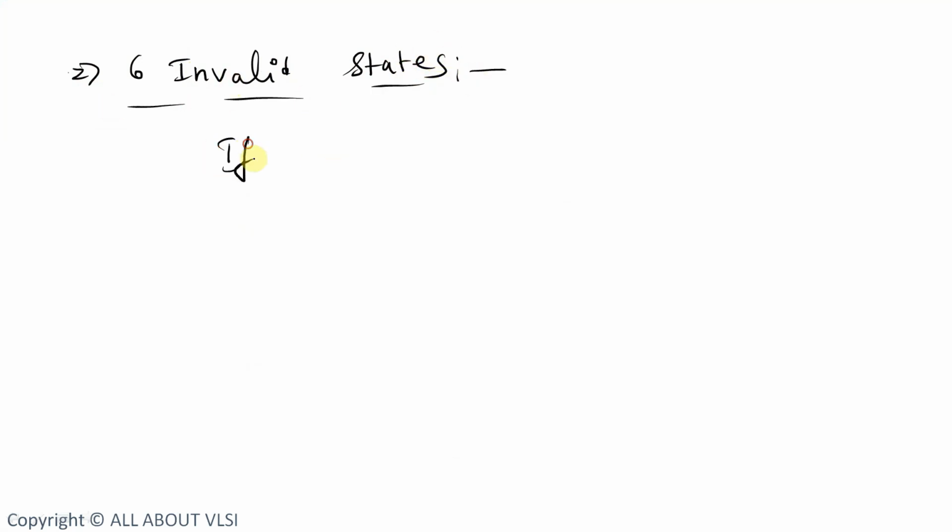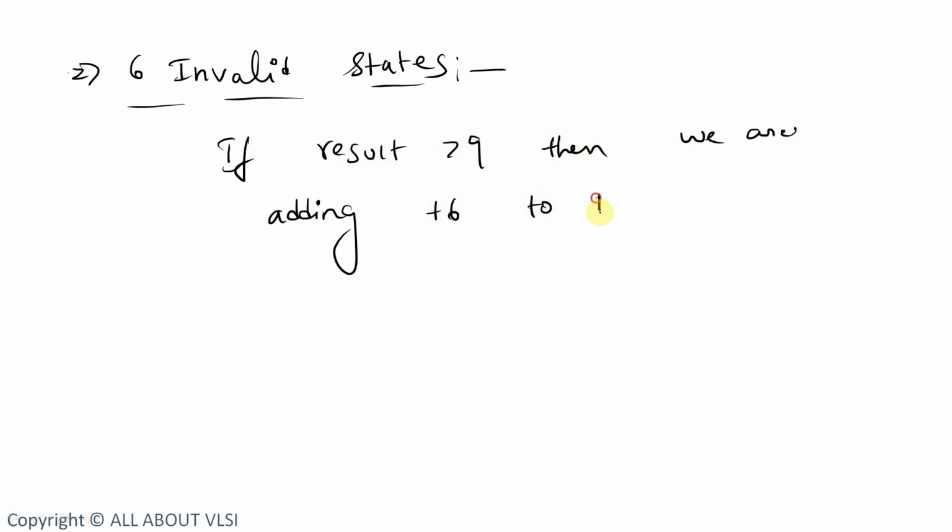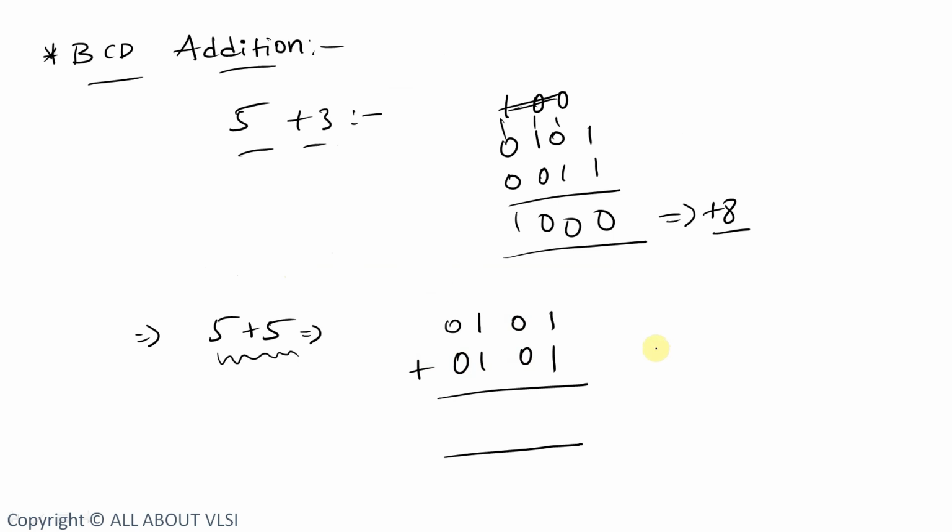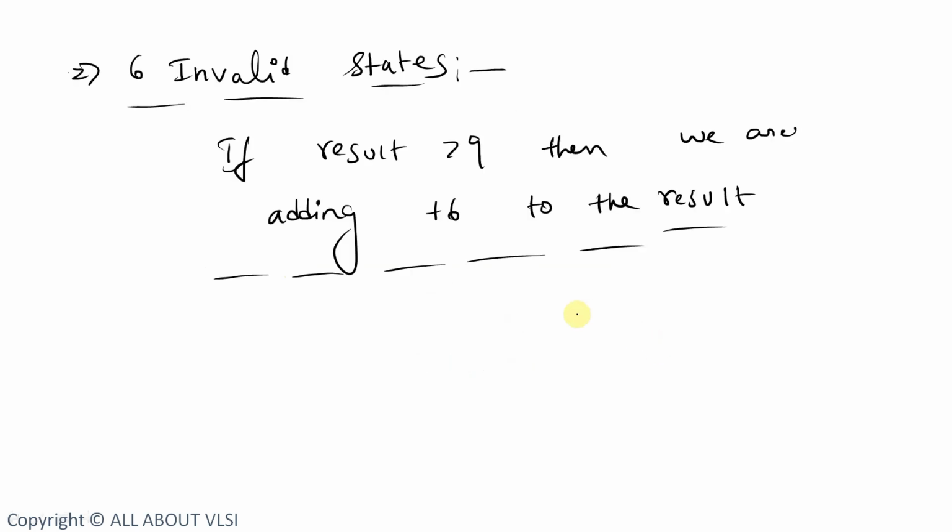If the result is greater than 9, then we are going to add plus 6 to the result, for making our result a valid BCD code. So this is how we are going to perform BCD addition.